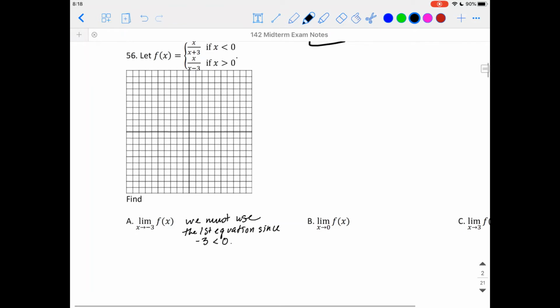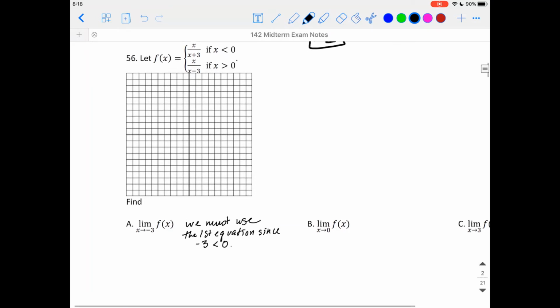And so let's see if we can just substitute it in. Instead of x over x plus 3, wherever we see an x, we're going to put -3. And we get -3 divided by 0, which, if you do it on your calculator, gives you an error. So this does not exist. That's the answer.